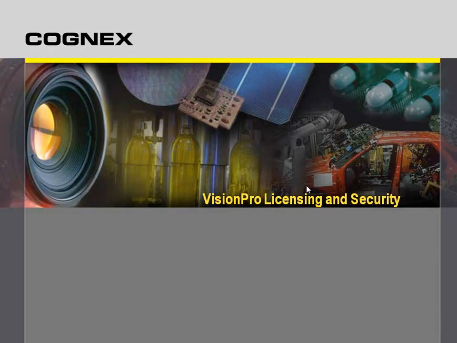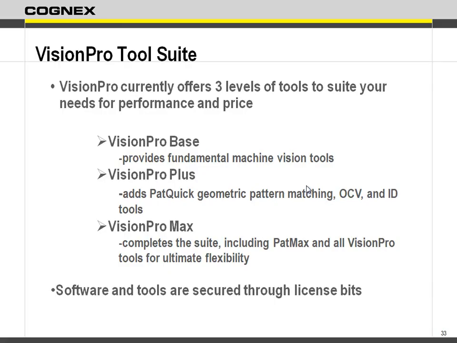And then finally for this section, let's talk about the licensing and security, probably the most important, because it's one of those you can't get there from here. There are 3 levels of tools to suit what you need, and it basically comes down to performance and price. You have your VisionPro base. That's your cheapest. That's the one that just gives you the base tools.